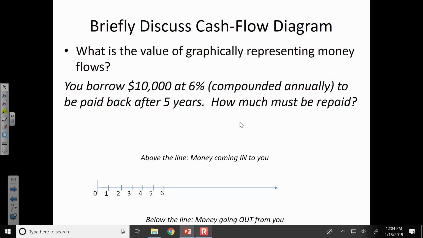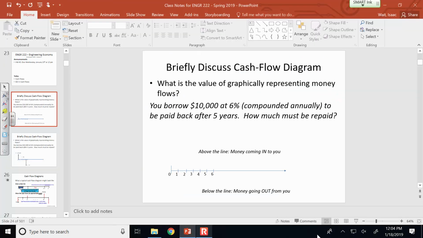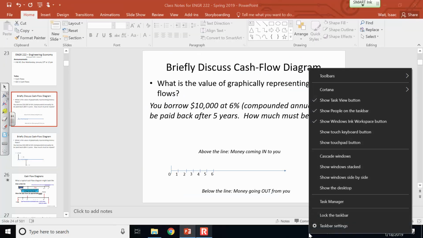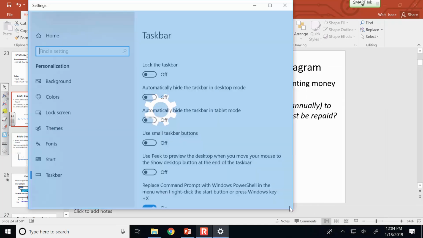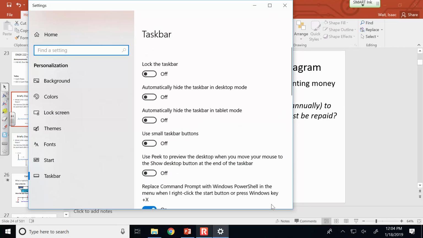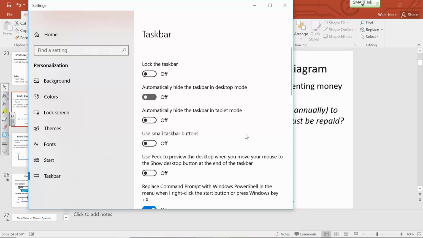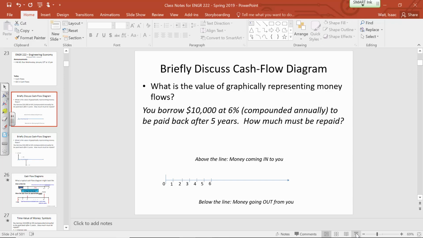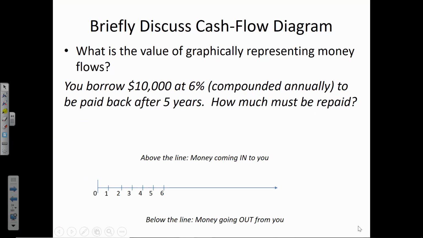Let's talk a little bit about some of the standard expectations when you're doing a cash flow diagram. I can't take it. It's driving me nuts. I've got to get rid of that. All right, what do they call that? The taskbar? How do I minimize? No, I don't want to lock it. I want to hide it. Let's try that. There it is. That might work. All right, I won't lose my mind now.